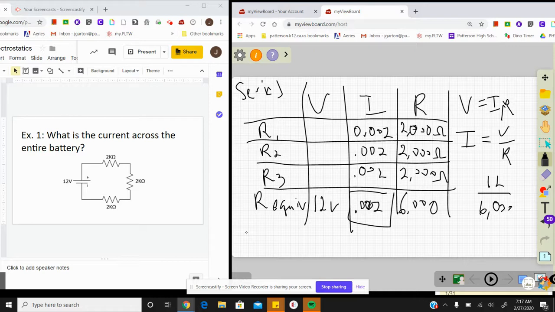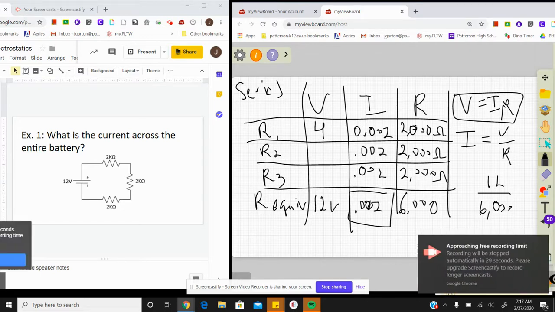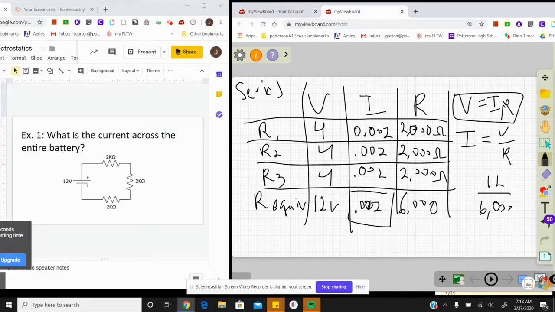Okay, and then to get these individual voltages, I now know my current and resistor. Again, I can apply Ohm's law. Current times resistance should give me voltage. So if I do that, 0.002 times 2,000 should give me 4 volts. Okay, and I'll see that they are actually all identical here. But that was random because each resistor just happened to be the same.